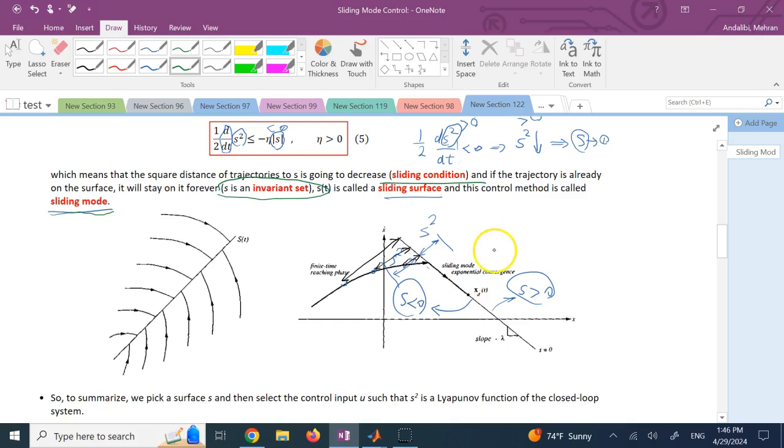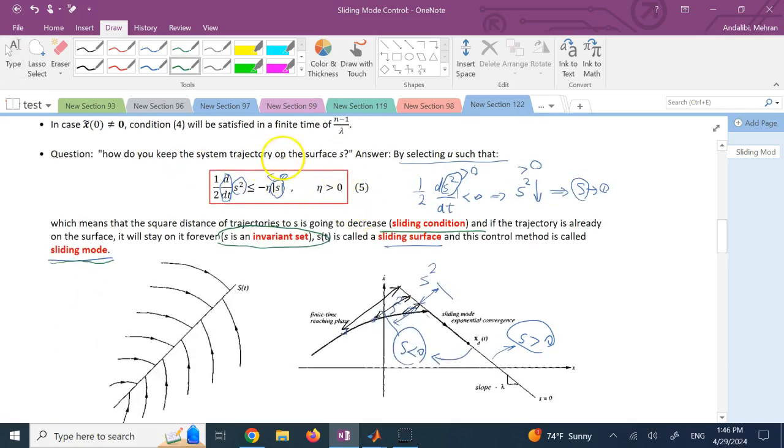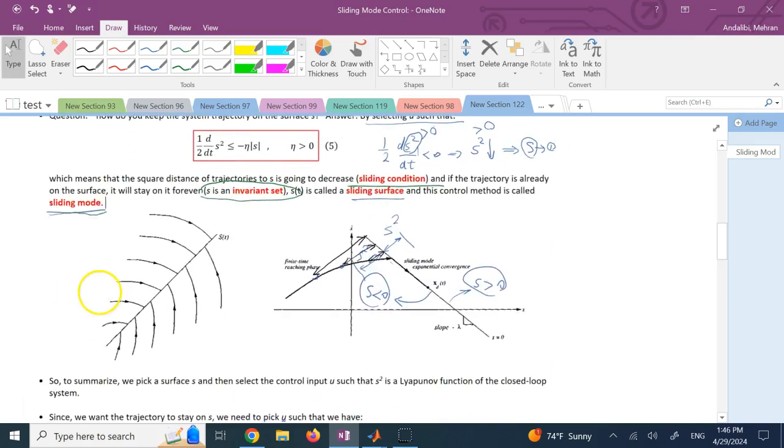Basically, it's kind of like a stable limit cycle. If you watch my video on limit cycle, this is basically like an attraction, right? This is like a black hole. Once it attracts you, you cannot leave it anymore, as long as you can pick U such that condition 5 or sliding condition is satisfied. So far, I have not really answered the question, how would you pick U? But I provided a condition that if this condition is satisfied in terms of S, then guess what? The convergence is guaranteed. Okay, so how do we do that?